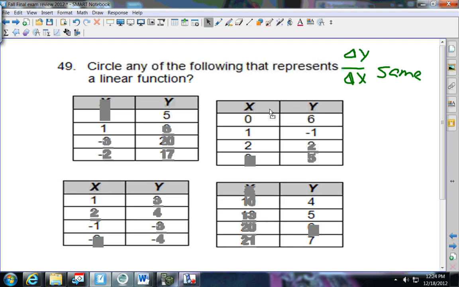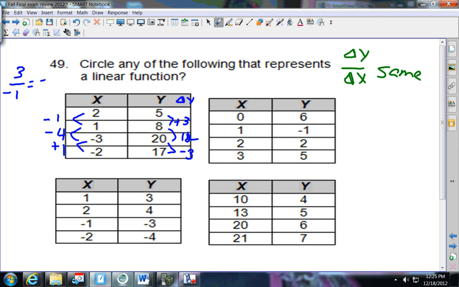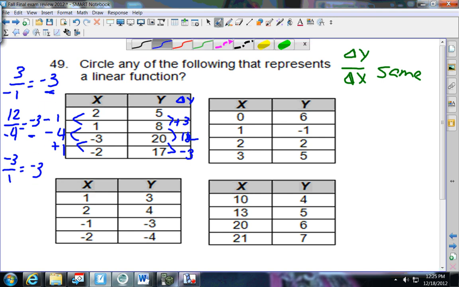Oh, hey, no, they're all together. Okay. Right here, delta y. This is plus 3, plus 12, and minus 3. Delta x: minus 1, minus 4, plus 1. This is 3 over negative 1, which is negative 3. 12 over negative 4, which is negative 3. Oh, these are the same so far. Negative 3 over 1 is negative 3. All of these are the same. So, yes, this one would be linear. They just don't have the points all written in the same order. That one is linear.